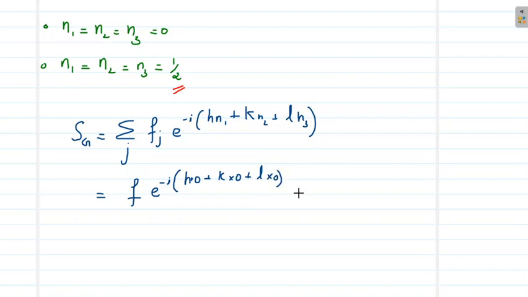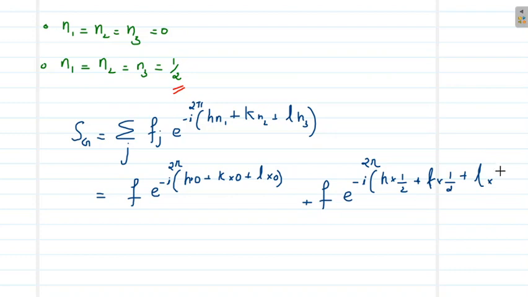Then plus f into e raised to minus i into 2 pi, here again is a 2 pi, I missed that, times (H into 1 by 2 plus K into 1 by 2 plus L into 1 by 2). So this is the summation.